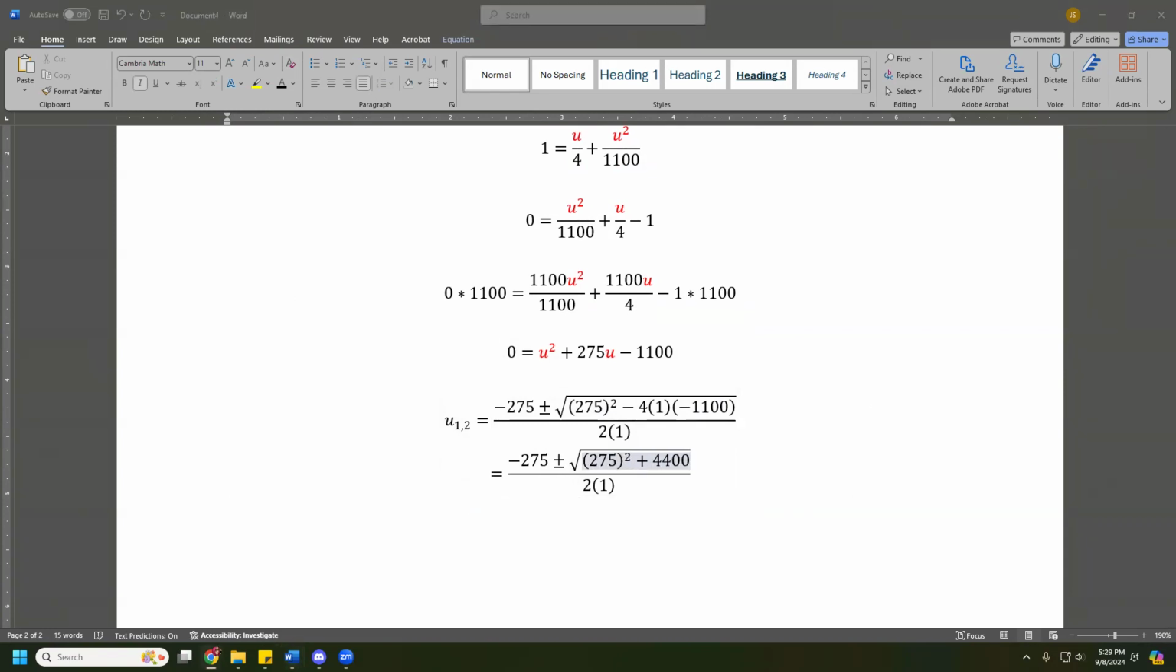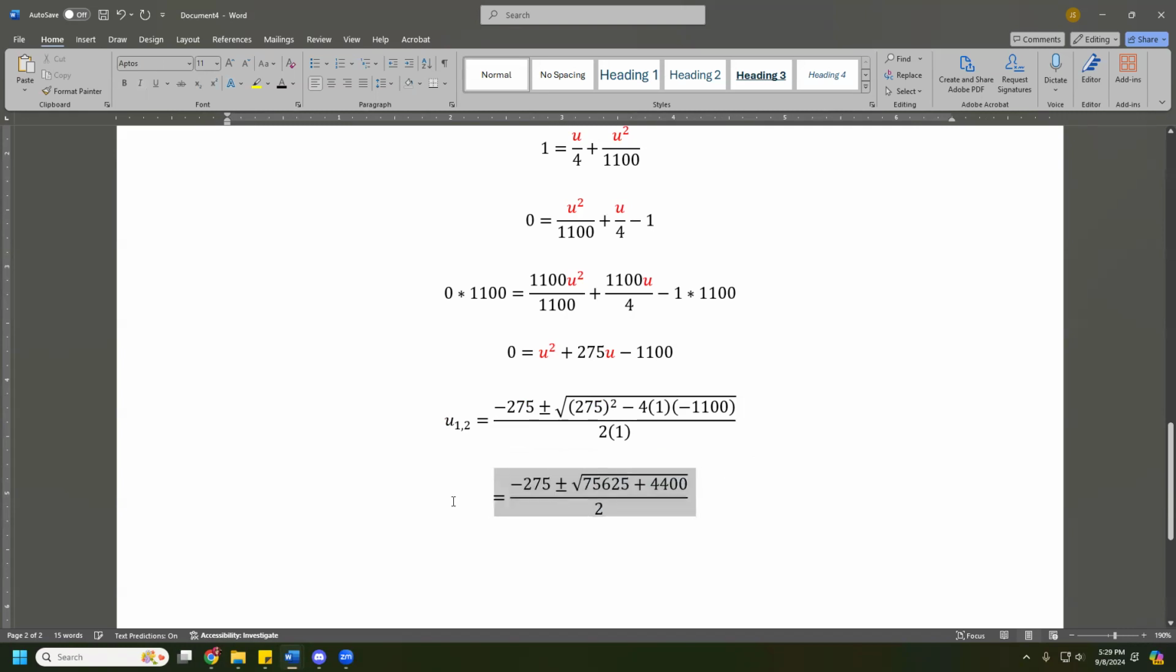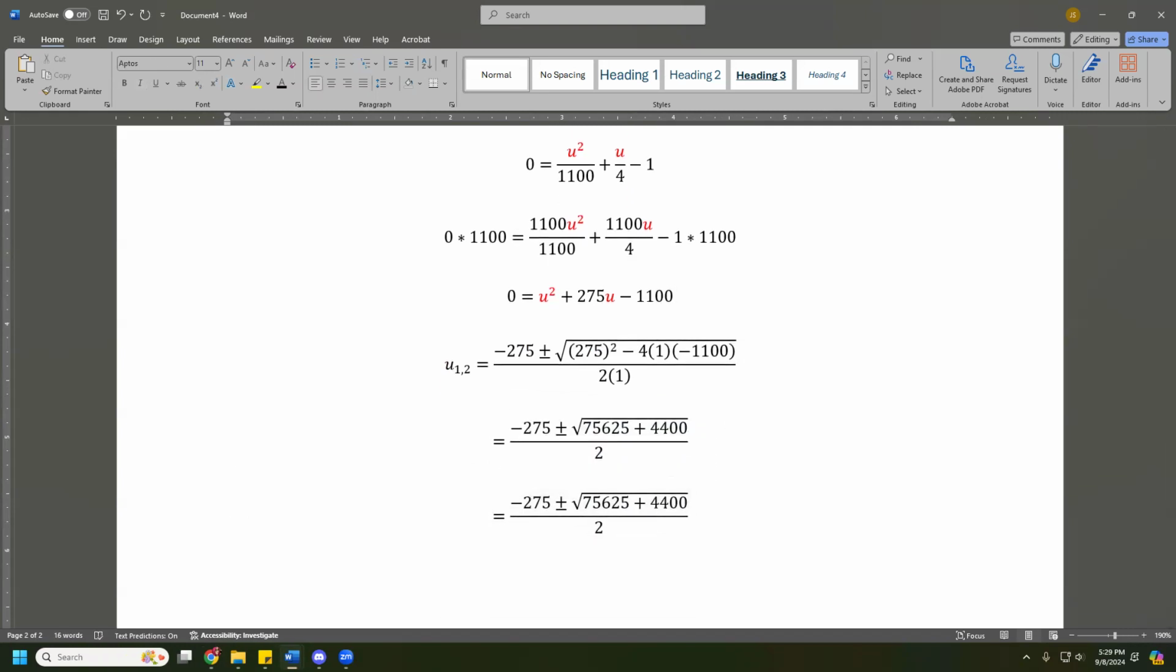275 times 275 is equal to, oh yikes, 75625. 2 times 1 is 2. So I usually take these a few steps at a time, trying to make as few of them as possible, just so I don't make any mistakes. Plus 4400. Okay, so now underneath this ends up being 80025.